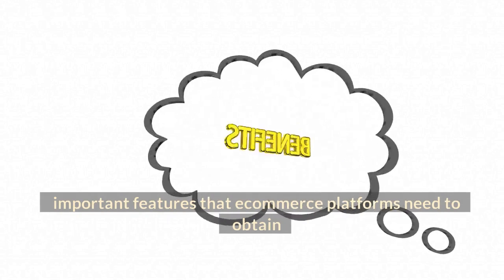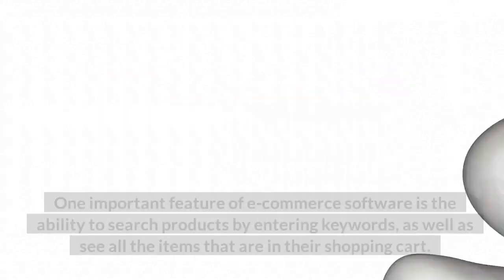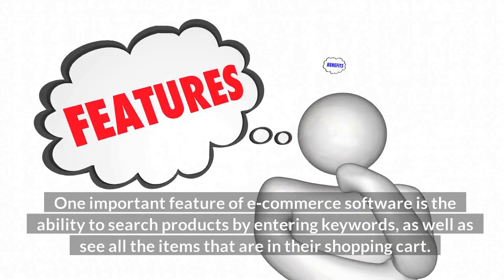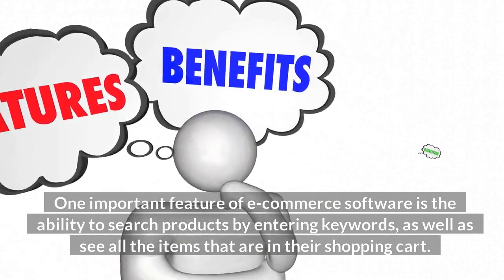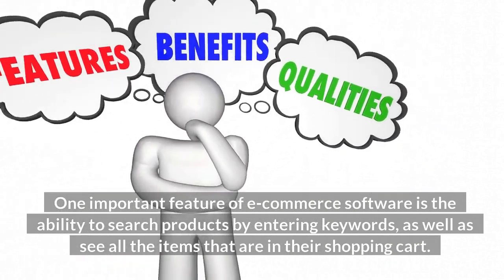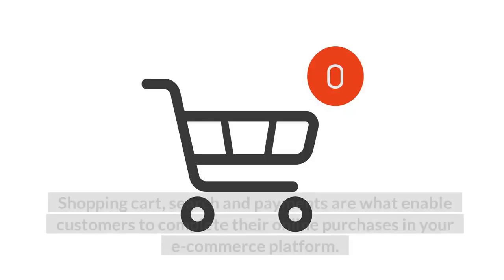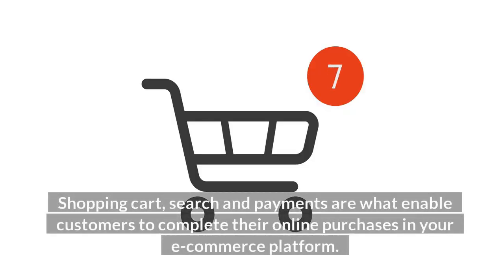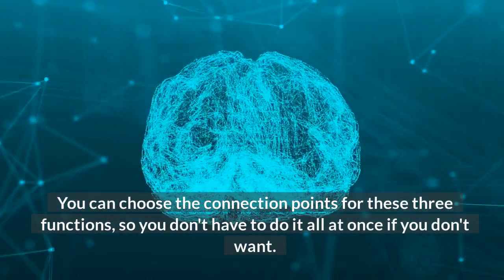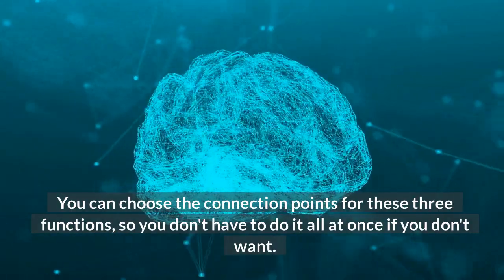Important features that e-commerce platforms need to have. One important feature of e-commerce software is the ability to search products by entering keywords, as well as see all the items that are in their shopping cart. Shopping cart, search and payments are what enable customers to complete their online purchases in your e-commerce platform. You can choose the connection points for these three functions, so you don't have to do it all at once if you don't want.